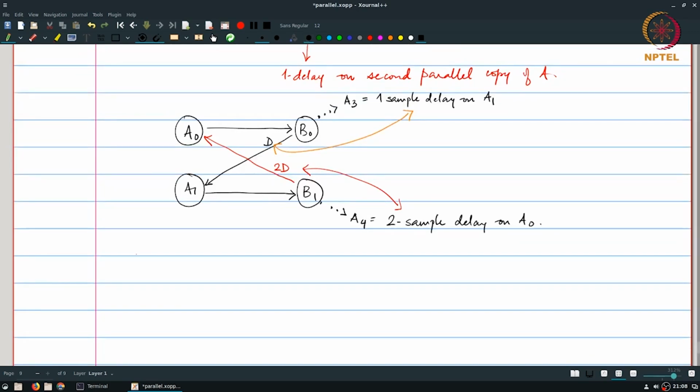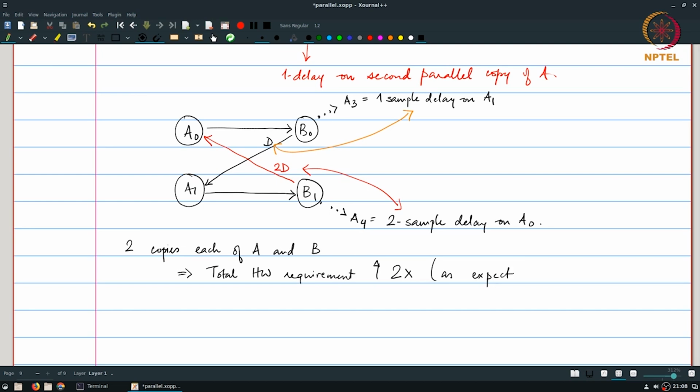What exactly have we got as a result of this unfolding process? We have two copies each of A and B, which implies that the total hardware requirement has essentially gone up by a factor of 2, which is pretty much as expected, because that's what we expect happens when we try to implement in parallel. We are willing to pay the price of extra hardware in order to get better performance.